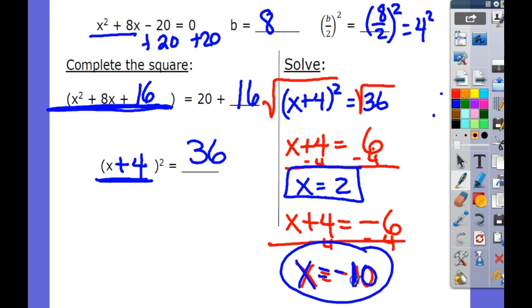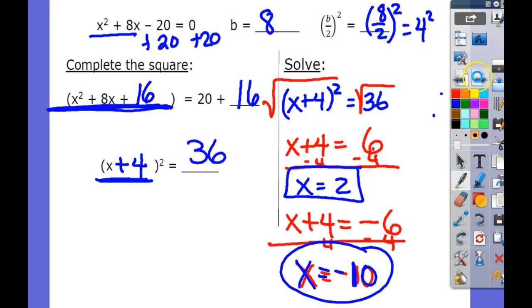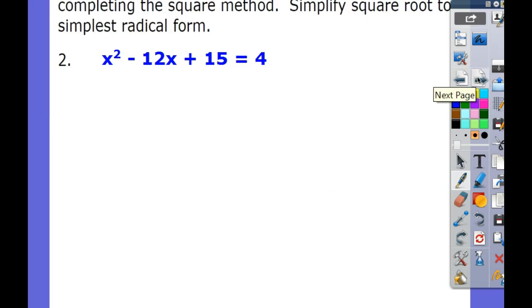There's your second answer: x equals 2 and x equals negative 10. When you solve a quadratic equation, almost always there's two answers because there's two x-intercepts, usually. Example number 2.